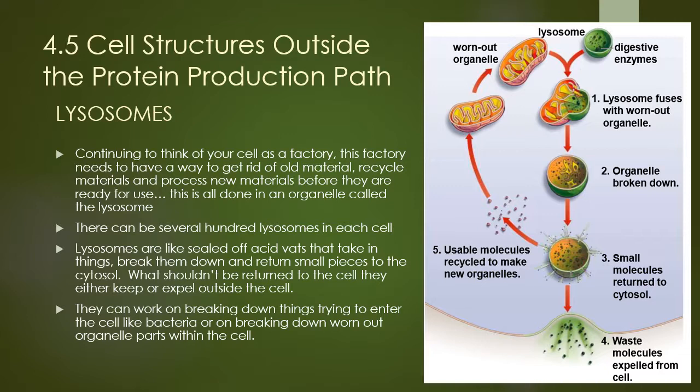There can be several hundred lysosomes in each cell, and lysosomes are like sealed-off acid vats that take things in. They use acid and enzymes to break things down into small pieces, and they can return these small pieces, if there's something the cell can reuse, to the cytosol, the fluid within the cell. What is bad for the cell or doesn't need to be reused will either be stored inside the lysosomes, like a garbage can for your cell, or the lysosomes can export these sacks of waste outside of the cell so that the rest of your body can remove that waste.